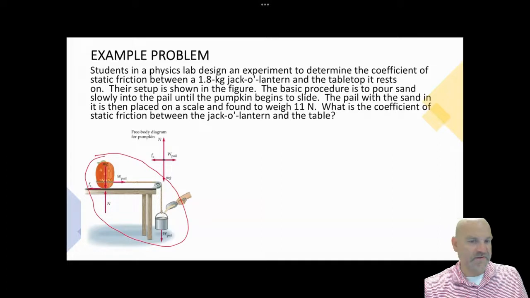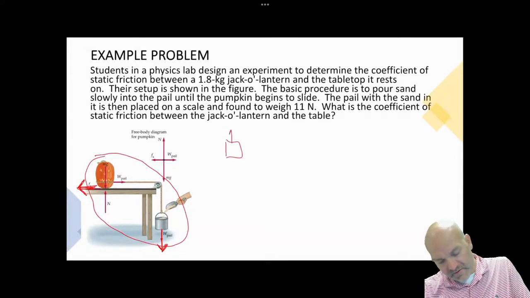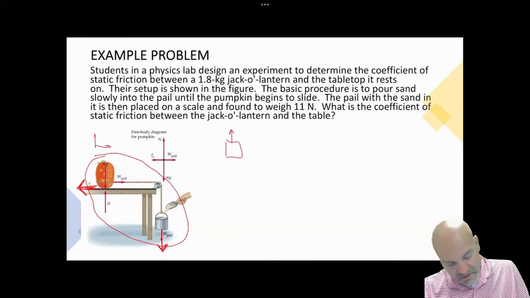Okay, so I'm going to treat this as a single object. What forces are pulling this object? It's going to be the friction on the table and the hanging bucket. And so I'm going to do my free body diagram. So this is kind of weird.